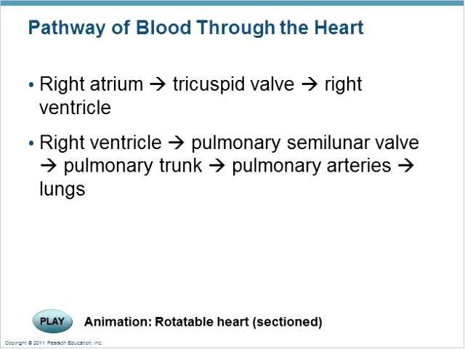The pathway of blood through the heart is as follows. The right atrium goes to the tricuspid valve and the right ventricle. The right ventricle pushes blood to the pulmonary semilunar valve. It's a bilunar, two-leaflet lunar valve, to the pulmonary trunk, into the pulmonary arteries, the left and right lungs.